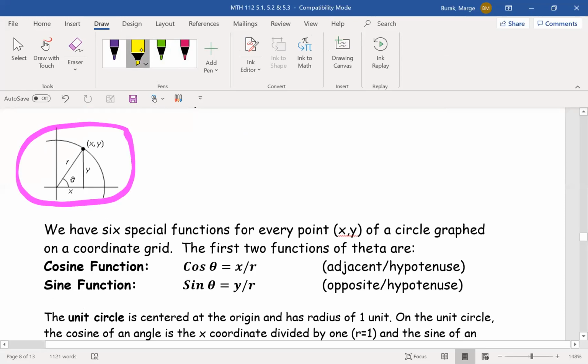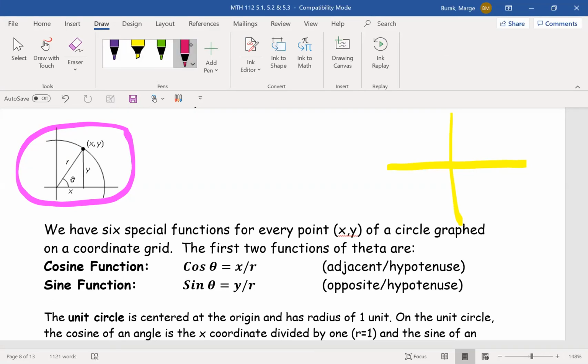And we have 6 special functions for every point x, y of a circle graphed on a coordinate grid. So any circle that we have graphed right here. I'm not sure how big this is, it isn't the unit circle, but every point on that circle has a function. There's 6, and we're going to be doing the first 2. The first one is called the cosine function, and the second one is the sine function.